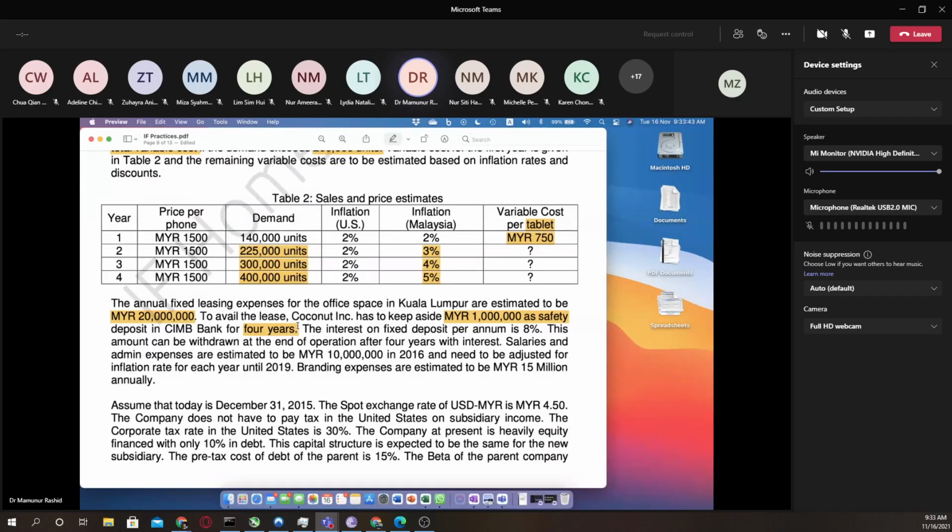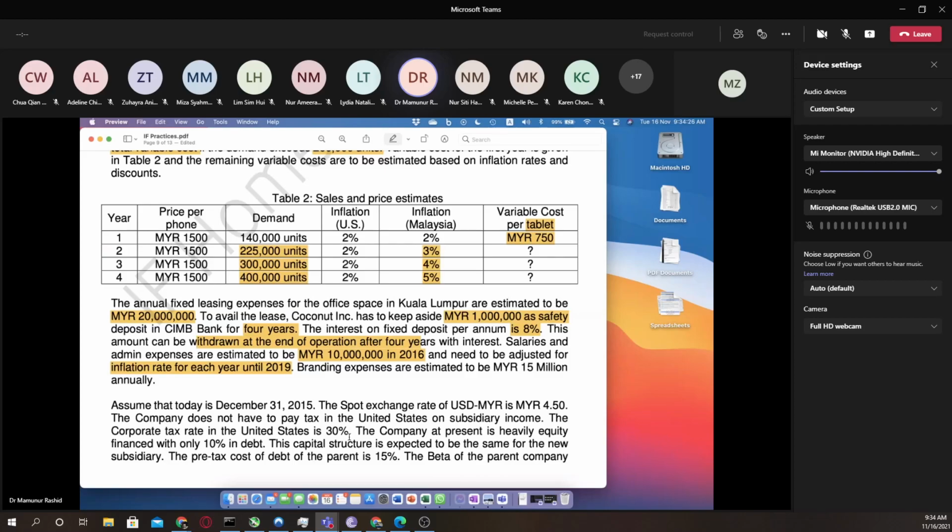But this fixed deposit, what they are keeping in CIMB Bank, will earn at 8% rate. It's not free, so they will give you some return, 8% from the first year until the last. This amount can be withdrawn at the end of operation after 4 years with interest. Salaries and admin expenses are estimated to be Malaysian ringgit 10 million in 2016 and need to be adjusted for inflation rate each year until 2019. So inflation rate in Malaysia, 2%, 3%, 4%, and 5% need to be adjusted. Branding expenses are estimated to be Malaysian ringgit 15 million annually.